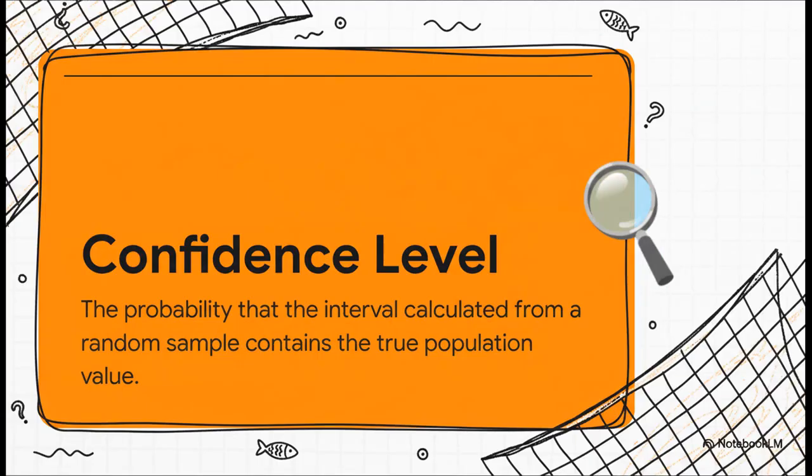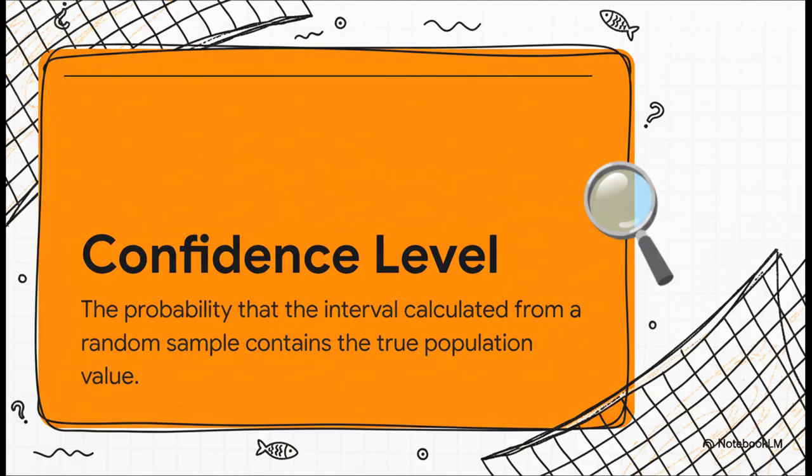And the final piece of the puzzle is the confidence level. Now, this one is a little tricky, but it's so important. A 95% confidence level doesn't mean there's a 95% chance this specific net we just made caught the fish. What it really is, is a statement about how reliable our method is.